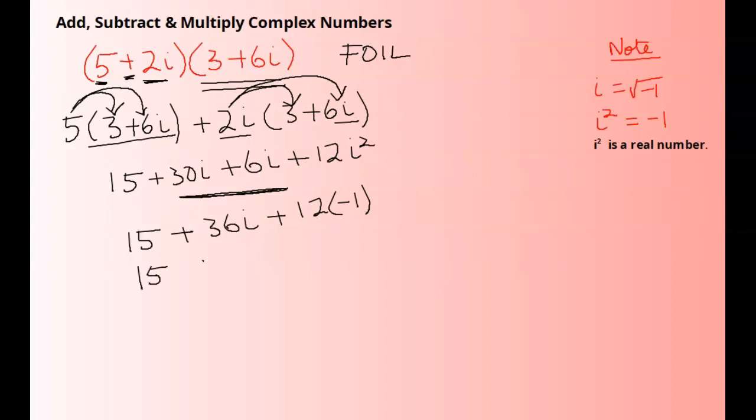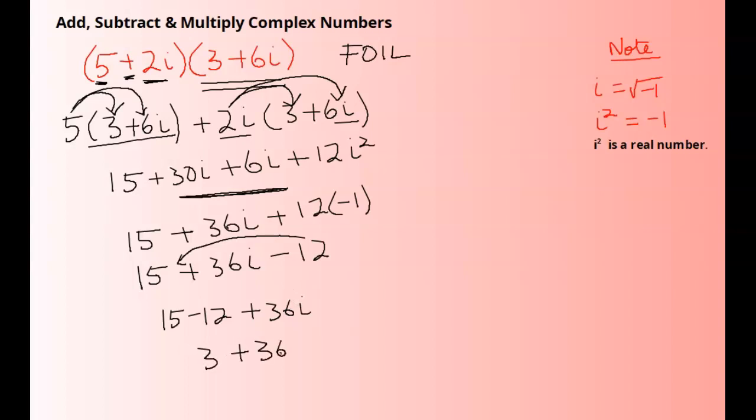So we got 15 plus 36i, and then positive times negative becomes negative, so -12. And now what is happening is that we can bring this one closer to here because all of them are constants. So 15 minus 12 plus 36i, and that gives us 3 plus 36i as a final answer.